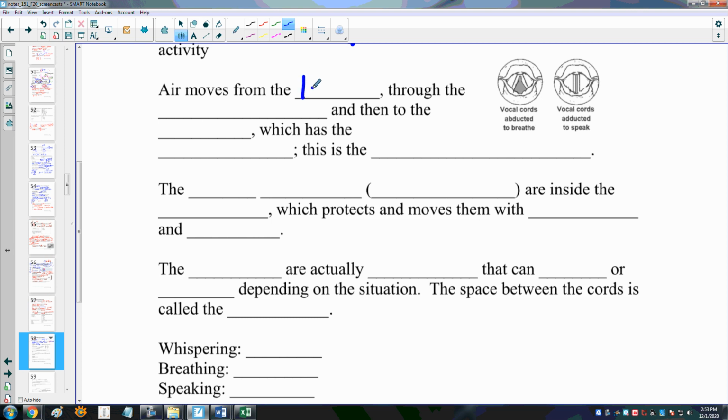Air moves from the lungs through the trachea, that's the windpipe. Of course, you'll need to know all of these anatomy. I'll probably give you a picture that will have different things labeled and you'll need to identify them. After that, it moves to the larynx. And this has the vocal cords.